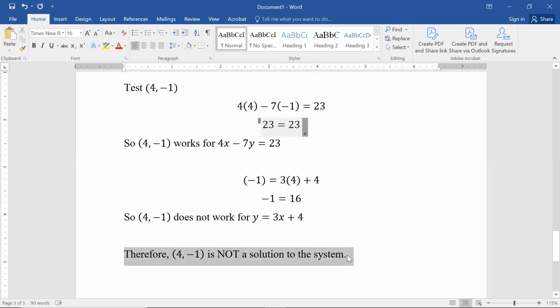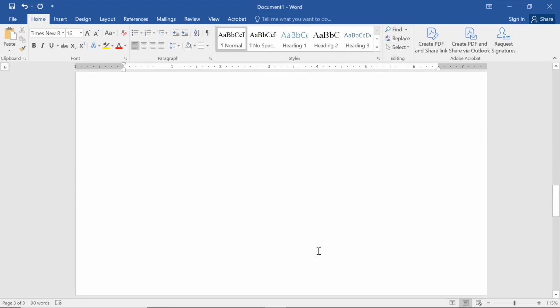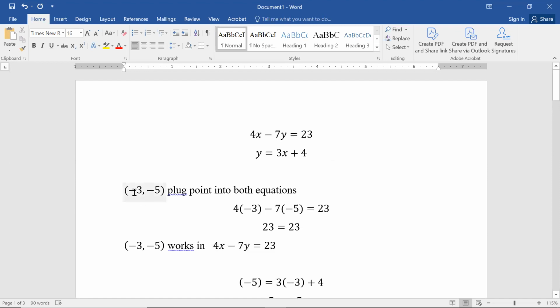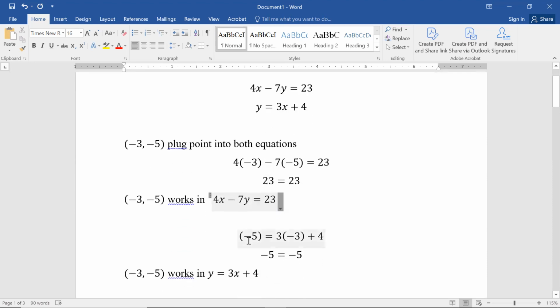So that's how it goes. To be a solution to the system, it has to be something like -3, -5, where we plug it into the first equation and it gives me a true statement. So it's a solution to the first equation. And we plug it into the second equation and it gives me a true statement. If both of those things happen for all of the equations up there, then the point is a solution to the system.